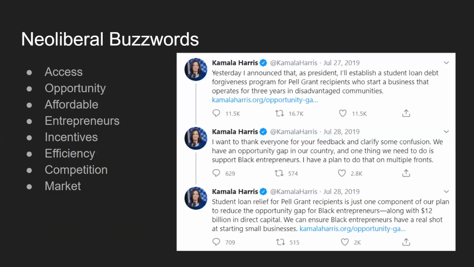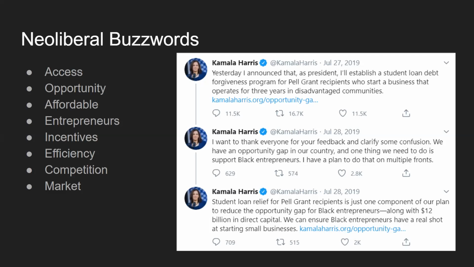So how do you recognize neoliberalism in the wild, right? You can look for some of the key buzzwords here. When you hear these words, your ears should pick up and be like, okay, this is some neoliberal bullshit. Access, opportunity, affordable, right? So the Democrats don't want to give you healthcare. They want to give you the opportunity to access affordable healthcare. And it's like, okay, wait, what the fuck is that? You know, that's neoliberalism, right?